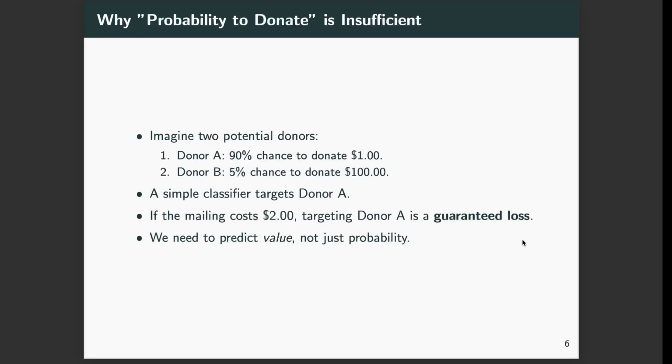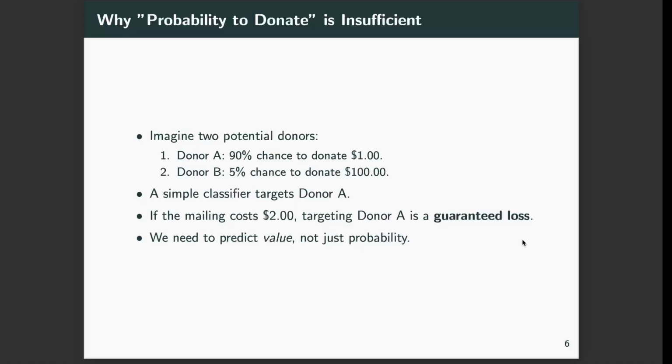For donor A, the expected donation is 90% times $1, which is 90 cents, but the mailing costs $2. So the expected profit from targeting donor A is 90 cents minus $2, which equals negative $1.10. Targeting donor A is a guaranteed expected loss. For donor B, the expected donation is 5% times $100, which is $5. The mailing costs $2. So the expected profit from targeting donor B is $5 minus $2, which equals positive $3. Targeting donor B is a profitable decision.